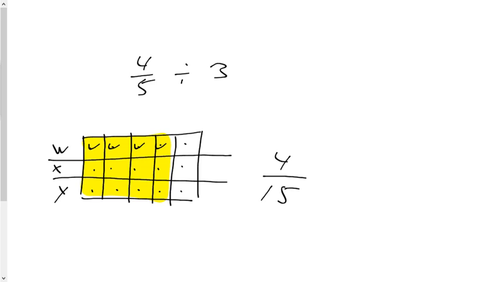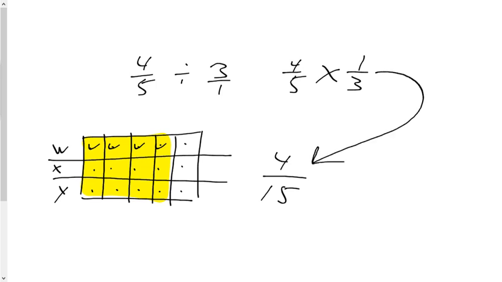That's the answer. If I think of it from an algorithm standpoint, 3 can be considered as 3 over 1. Keep the first fraction and multiply by the reciprocal. That's our way to get our answer. We would still get 4/15 of the answer just using the basic algorithm.